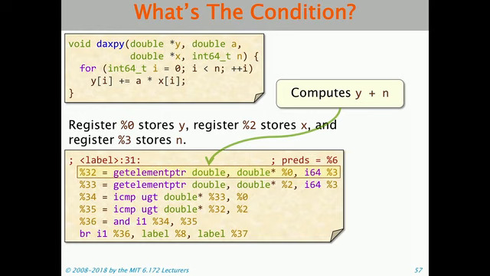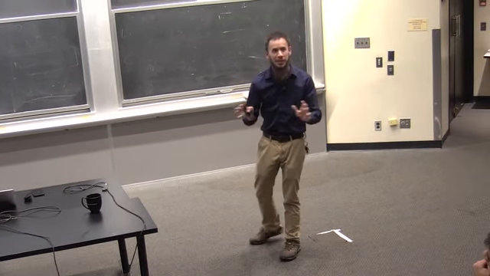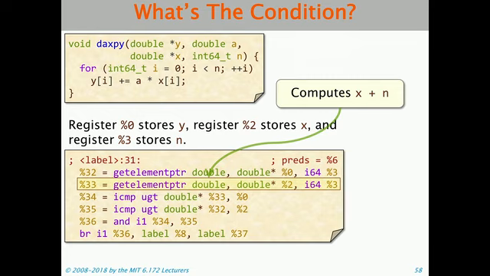This is testing your memory of pointer arithmetic in C just a little bit, but don't worry, it won't be too rough. So that's what the first address calculation does. What does the next instruction do? x plus n. That computes x plus n. Very good. How about the next one?